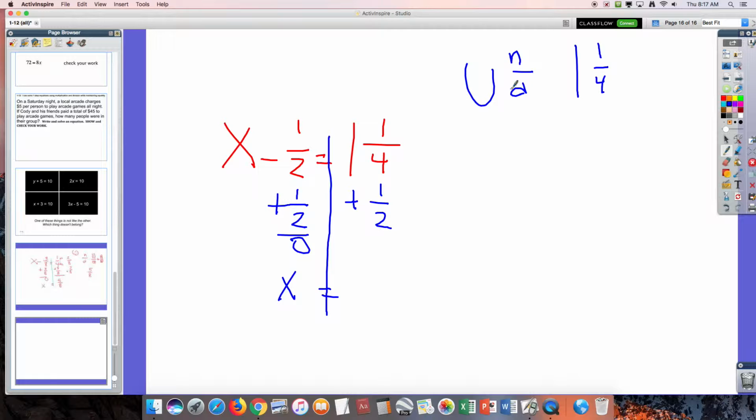All right, there we did. We put it in. 1 1/4 plus 1 1/2 is 7 fourths. Now this is right, but we can also make this a mixed number. How many 4s go into 7? 1. And how many do we have left over? 3. 3 fourths. All right.